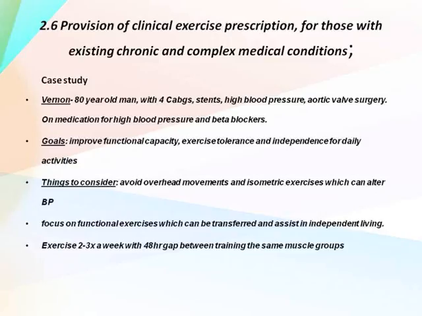Scope 2.6 is the provision of clinical exercise prescription for those with complex medical conditions. For this, I have chosen my home exercise prescription for another patient, Vernon. Vernon is an 80-year-old man with 4 CABGs, stents, high blood pressure, aortic valve surgery, and is on medication for high blood pressure and beta blockers. His goals are to improve his functional capacity, his exercise tolerance, and his independence for daily activities.